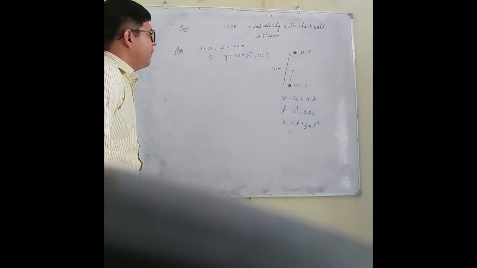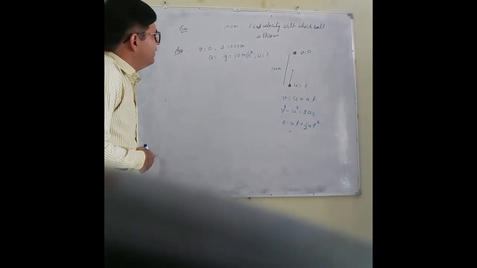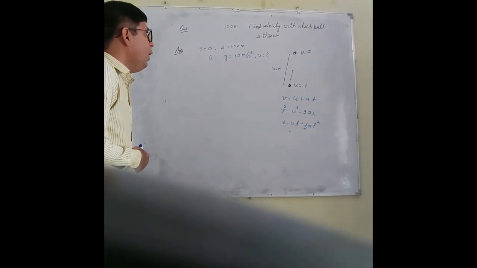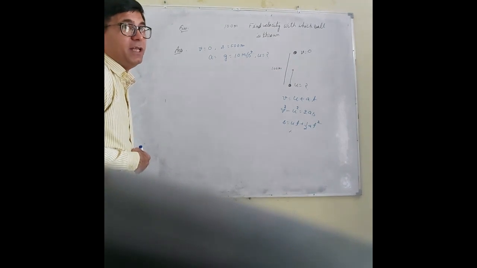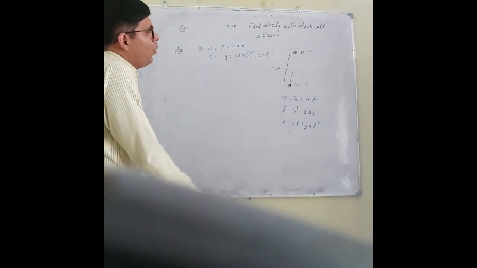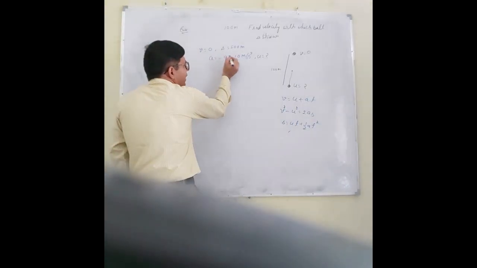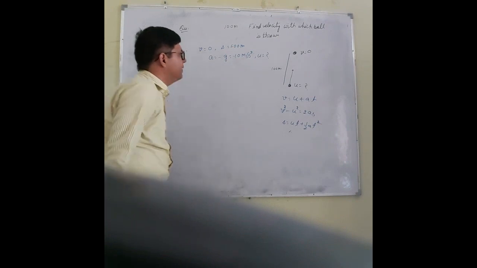Now, students, what have I written? V is 0, S is 500, I agree with this. What is acceleration? Is it positive or negative? It is negative. Why? Because the ball is moving upwards and its velocity is decreasing. So put minus here, right?